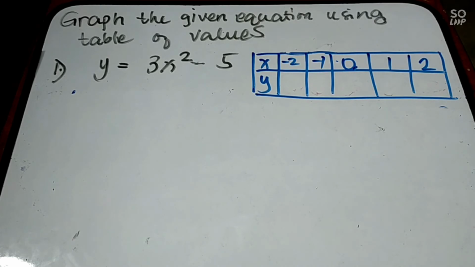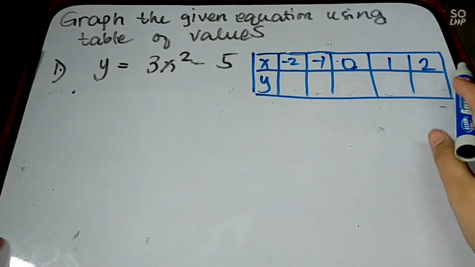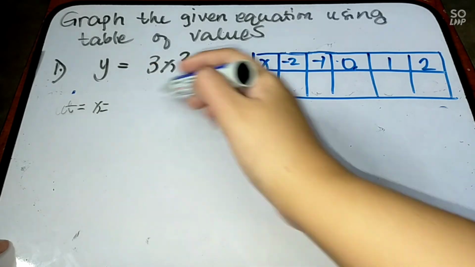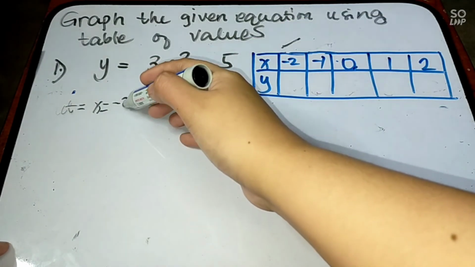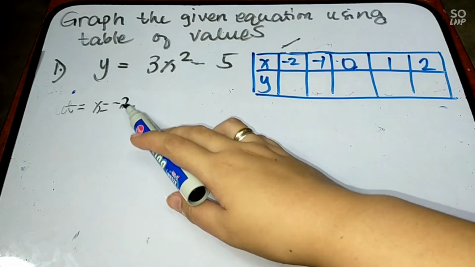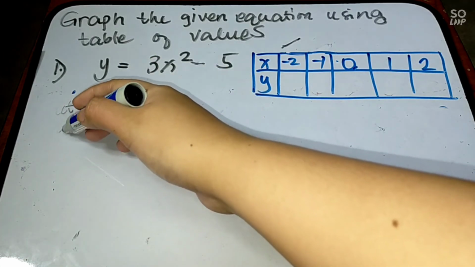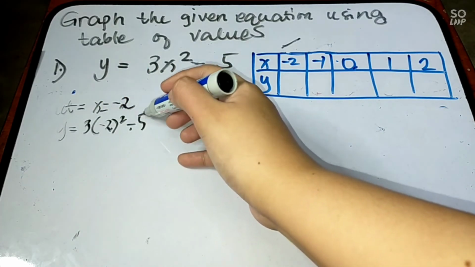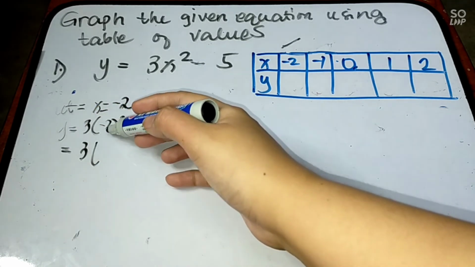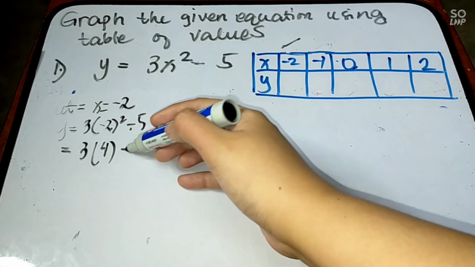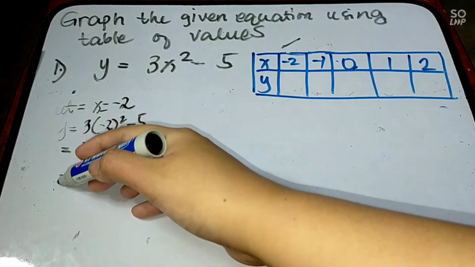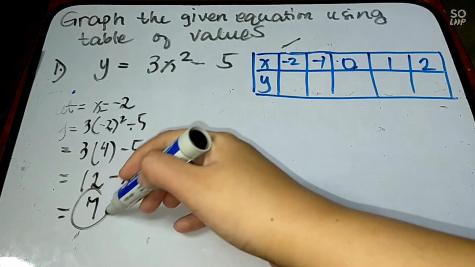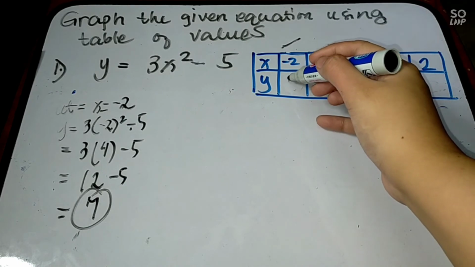So, we are going to let x be equals dun sa ating recommended table of values. First, let us have the negative 2. Then, afterwards, we are going to substitute. So, you have here y is equal to 3 times, change x into negative 2 squared minus 5. Then, we are going to compute. 3 times negative 2 squared, the answer is 4 minus 5. 3 times 4, the answer here, we have here 12 minus 5. 12 minus 5, the answer is 7. So, therefore, yung katapat ni negative 2, we have here 7.